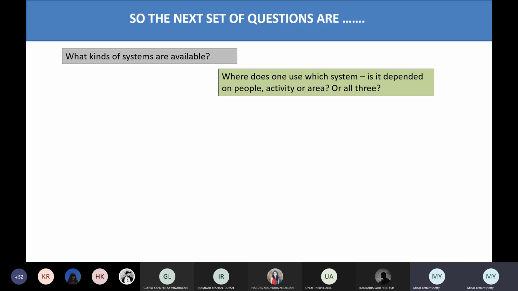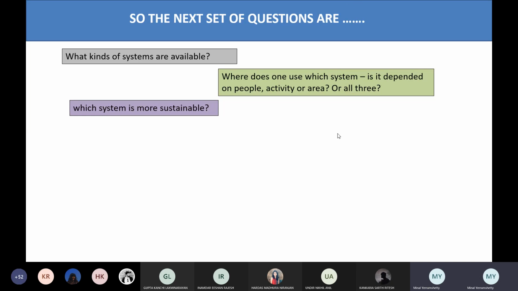Right. Thanks, Swati. What kinds of systems are available is one question that you will ask. Where does one use which system? Is it dependent on just people, or area, or activity, or all three? It is something that you will need to sit with your consultant and talk about. And if you are planning till at least final year, where you are not going to use any consultant, use your own brains, okay? You will need to think about all this. Remember this when you are planning your air conditioning.